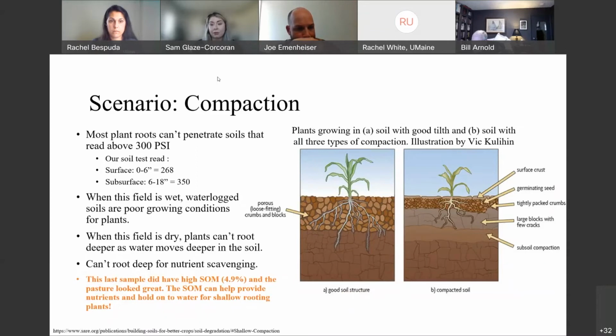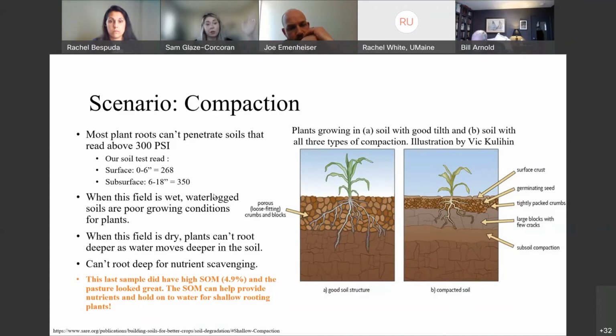So when we're thinking about this in terms of our plant, there's a couple of different ways that compaction can manifest. So on the right side, it's showing you several different forms of compaction. But really, this is important because most plant roots cannot penetrate soils that have greater than 300 psi of resistance and compaction. So plant roots are pretty strong, but everything has a limit.